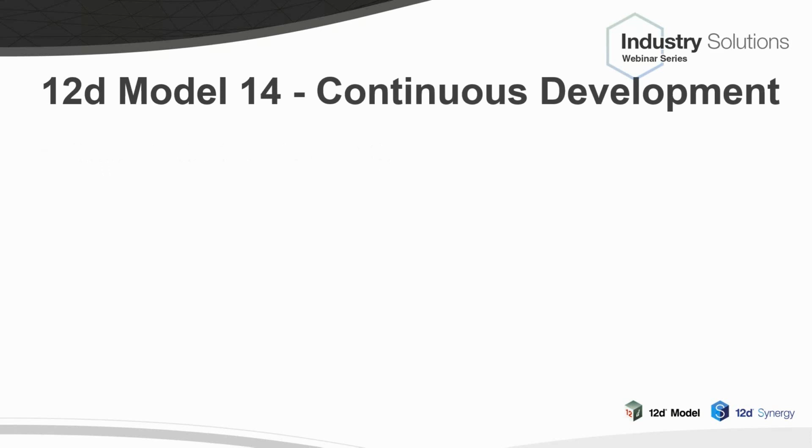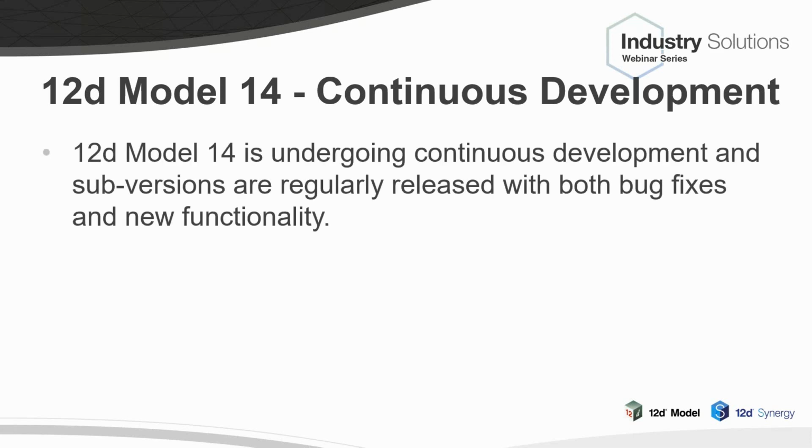And just to let you know, with our programming of 12D Model 14, it's like the other versions where we are doing continuous development. So what that means is we do release it as, say, C1A, and then over time we put out what we call subversions. And they will contain both bug fixes but also new functionality.